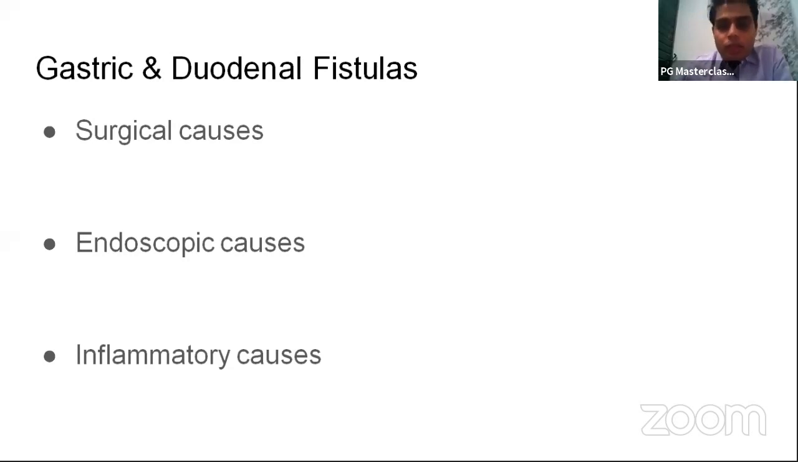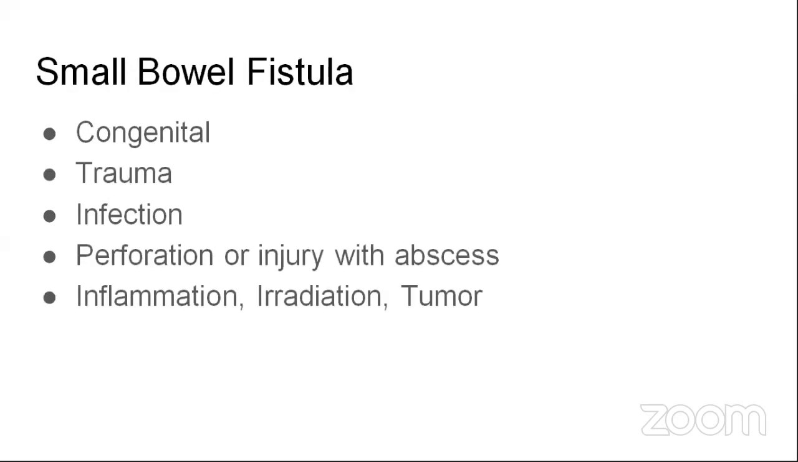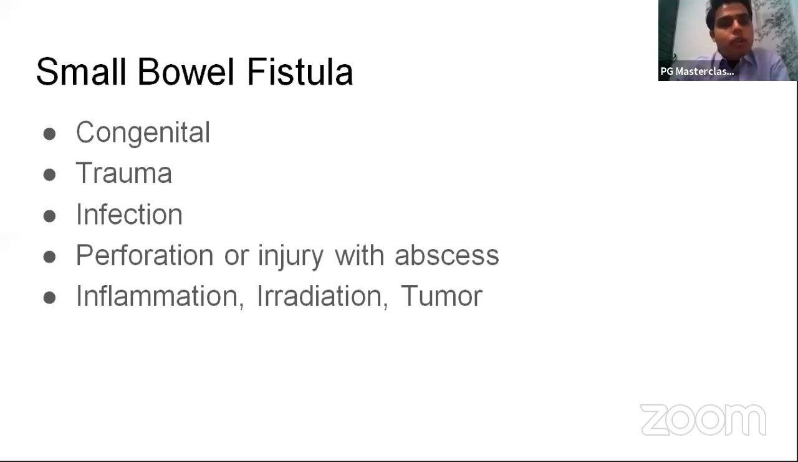Gastric and duodenal fistulas. The main causes are iatrogenic causes in 75% of the cases. The first is surgical causes, which can occur in any surgical procedures such as gastric resection and laparoscopic fundoplication, or endoscopic procedures like ERCP, which may cause duodenal perforation, and percutaneous endoscopic gastrostomy, which may lead to gastrocutaneous fistula. Inflammatory causes are Crohn's disease and neoplastic causes, which may lead to gastrocutaneous, gastrocolic, or duodenocolic fistula. For small bowel fistula, the etiology is divided into 5 parts.